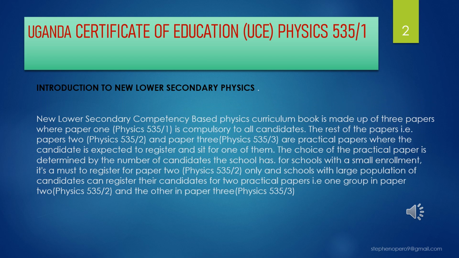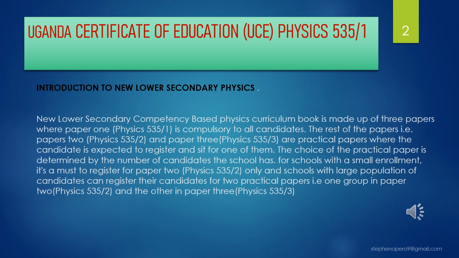In brief, the new lower secondary competency-based physics curriculum is made up of 3 papers. Paper 1, with code 5351, is compulsory to all registered candidates. The rest are paper 2 and paper 3, with codes 5352 and 5353, which are practical papers. Here, the candidate is expected to register and sit for one of them.